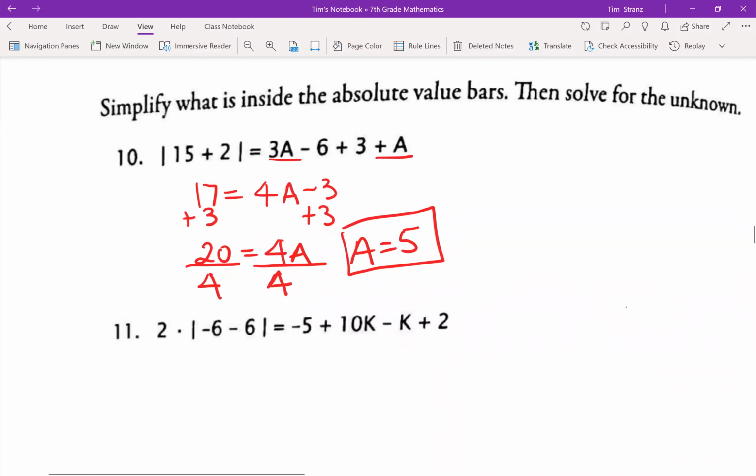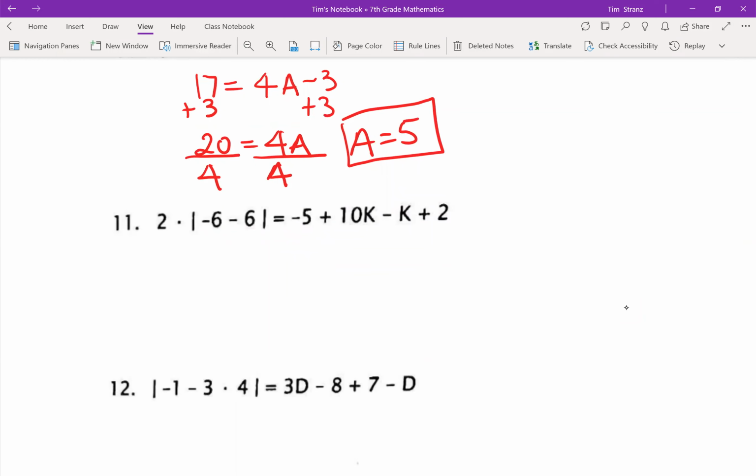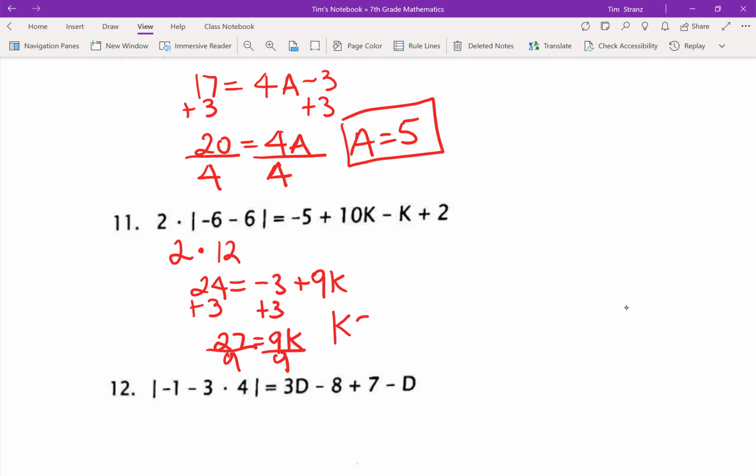Okay, number 11. Inside the absolute value brackets, we got -6 minus 6, which normally would give us a -12, but since it's an absolute value, it's going to be a positive 12. So 2 times a positive 12 is going to give us 24. And on the right side, we got -5 plus 2 is a -3. And then 10K minus 1K is a positive 9K. Right, I'm going to add 3 to this side to get rid of it, add 3 to this side. So I got 27 equals 9K, divided by 9, divided by 9, K equals 3.